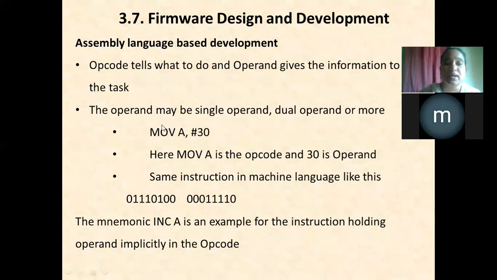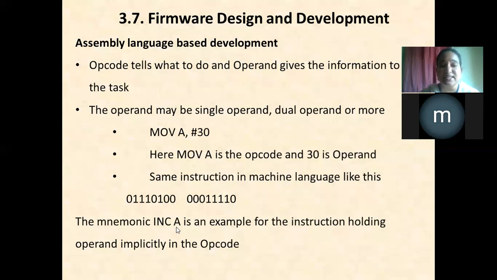So here, move A is the operation to be performed. To perform that operation, we require some operands. Operands are given by this part. And this move A, 30 won't be understood by the processor. So that should be converted into processor understandable code, which is nothing but binary code. Here you can see this is the binary equivalent of the above instruction.